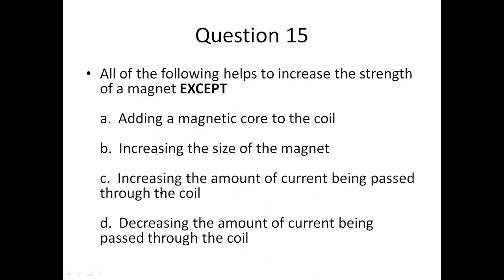Question 15. All of the following helps to increase the strength of a magnet except A. Adding a magnetic core to the coil, B. Increasing the size of the magnet, C. Increasing the amount of current being passed through the coil, or D. Decreasing the amount of current being passed through the coil. So you need to pick the one that sticks out the most.